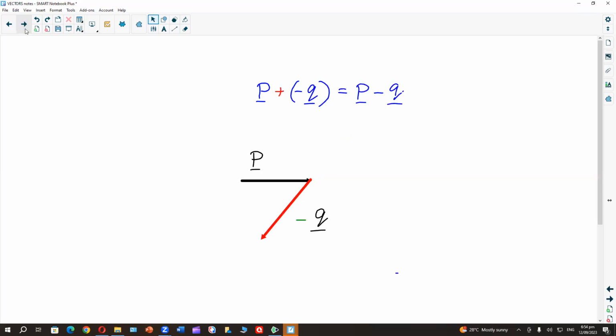And now look at this approach. I have flipped the second vector. When I flip the second vector, its direction changes. Yes. Now copy this.